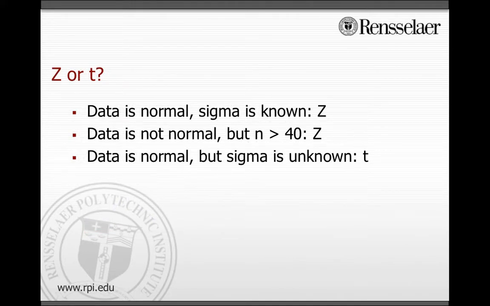So should you use a Z or T distribution? If your data is normal and you know the population parameters, use a Z-test. This is very similar to confidence intervals and prediction intervals. If the data is not normal or not specified as normal, but n is greater than 40, you can also use a Z-test. And lastly, if the data is normal, but sigma is unknown or n is less than 40, then you use a t-distribution.